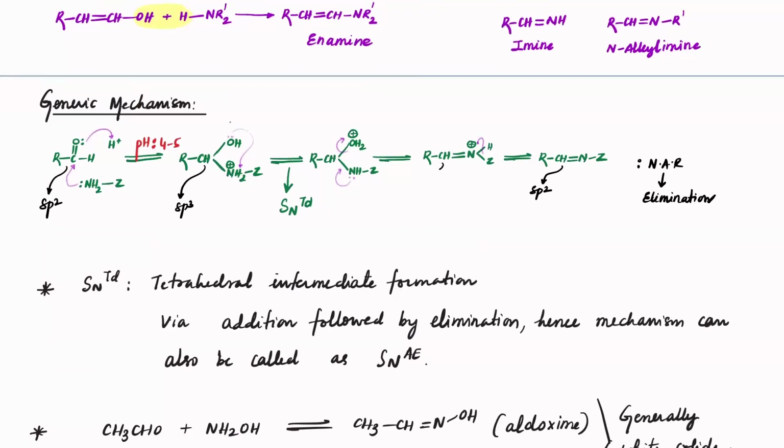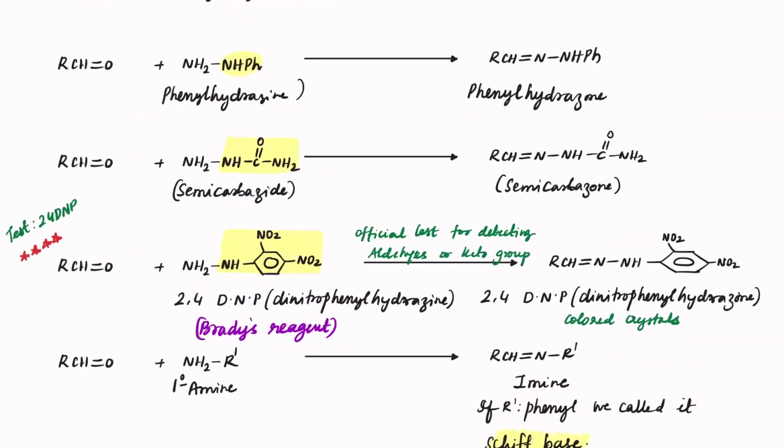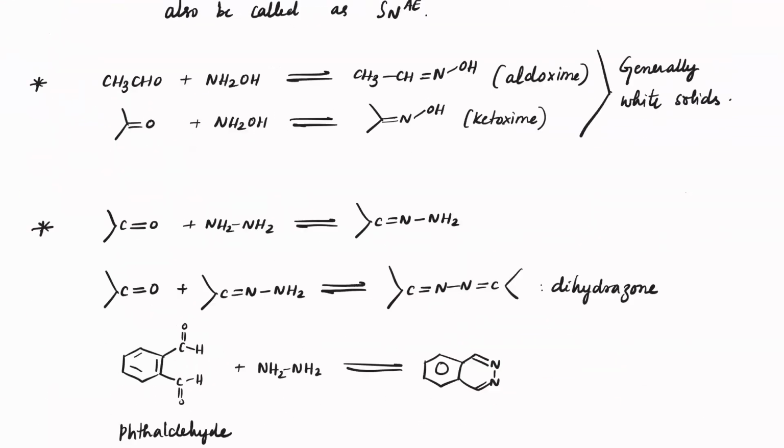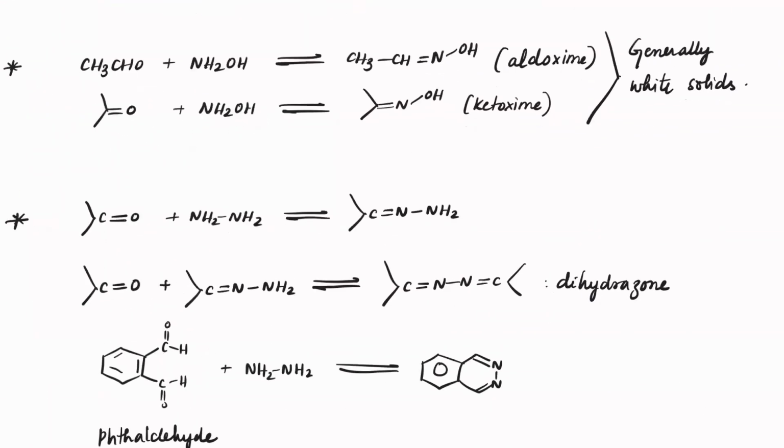Guys, I hope you understood the mechanism part and what all the reactions that are happening with ammonia derivatives. Okay. Now, see some special cases of ammonia derivatives. Suppose you have an aldehyde reacting with hydroxylamine, it will give the product as oxime.